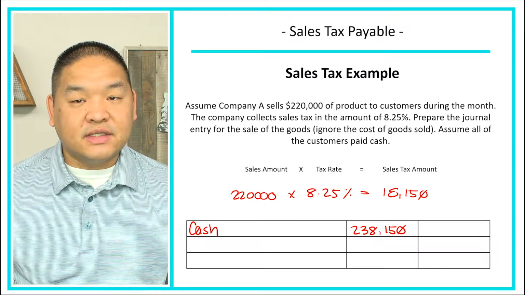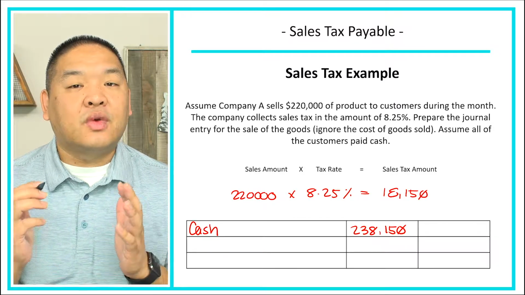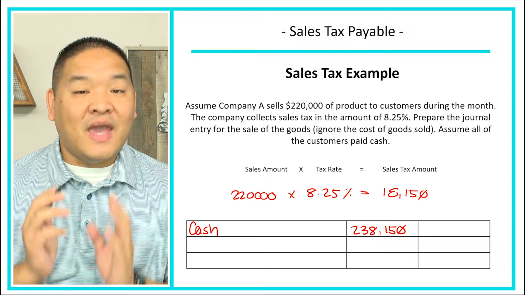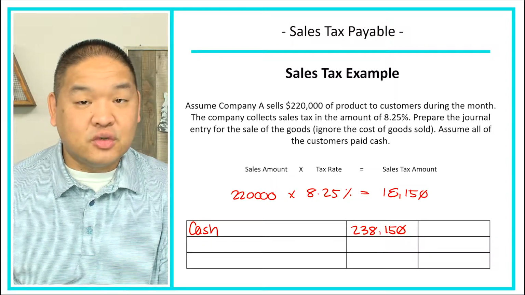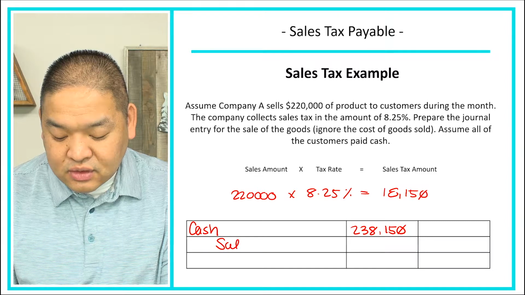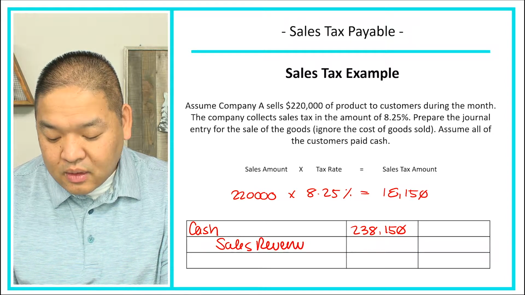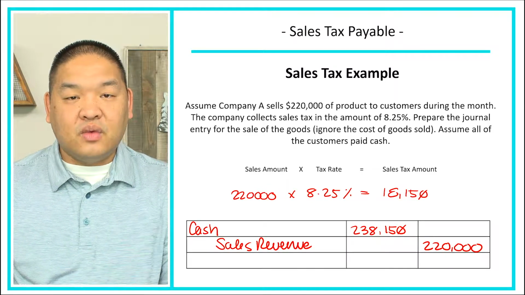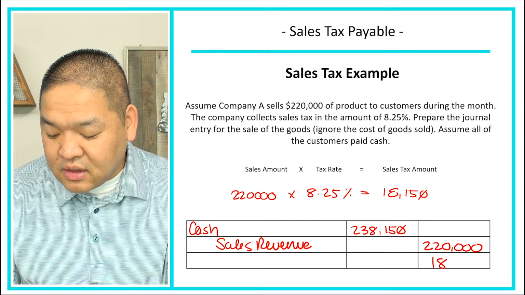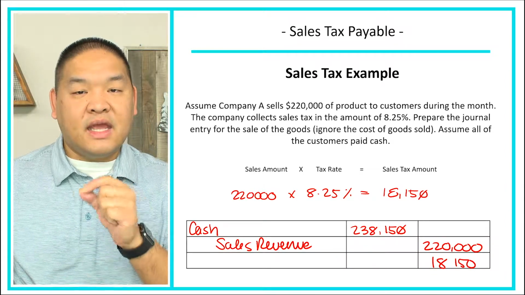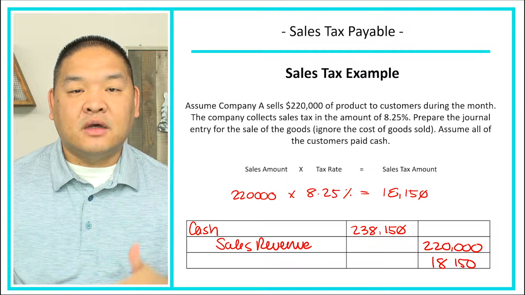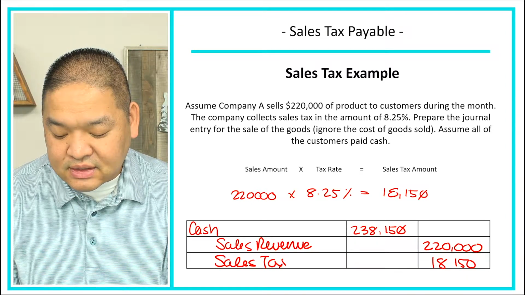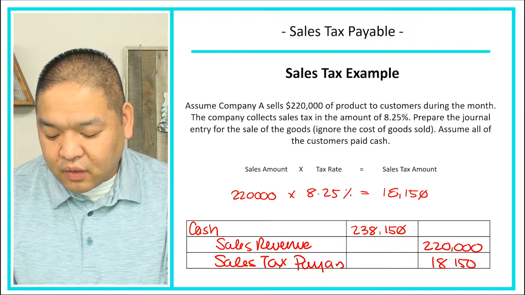Now the question is, what's the rest of the journal entry? So how do we break it up? Well, let's start with the sales revenue. So we know what sales revenue is. It's 220,000. So we make a sale, we credit sales revenue in the amount of 220,000. So credit sales revenue for $220,000. And then the 18,150 is what's left. And in this case, we are going to credit sales tax payable. So credit sales tax payable for that amount.